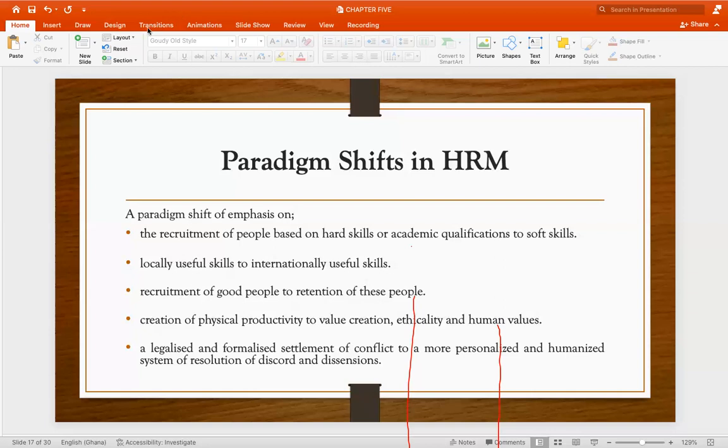There's also that shift from the creation of physical productivity to value creation, ethically and in human values. Physical productivity, producing, to now value creation, because now people have conscience, their ethics are very important. So people would rather side with you. It doesn't matter if they have to pay a little more for what is ethically good, than to just look at somebody who will say the mamsara type, produce in large quantities without looking at the human being who is going to consume it.